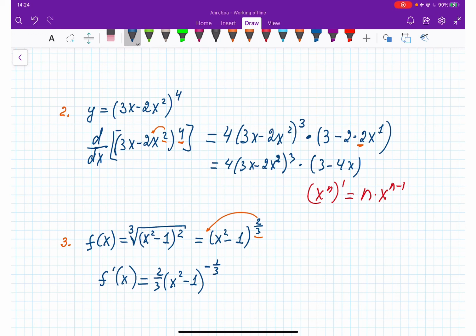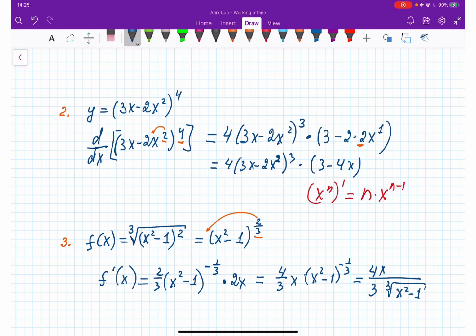Okay, we took the derivative of 2/3. Next, we get inside and take the derivative of the inside of the parentheses. The derivative of x squared is 2x, and the derivative of 1 is 0. So 2/3 multiplied by 2x is 4x over 3, and (x squared minus 1) to the power negative 1/3. Because the exponent is negative, it will look like 4x over 3 times the cubic radical of x squared minus 1.